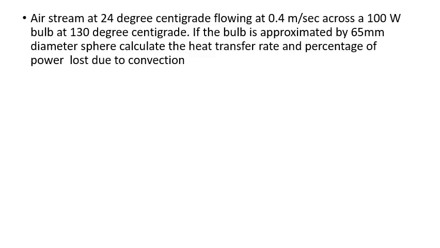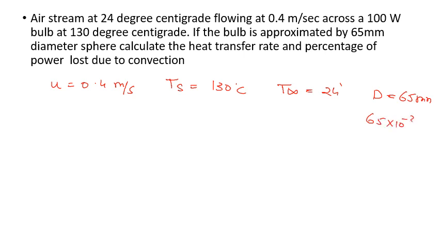In this problem, an air stream at 24 degrees centigrade flowing at 0.4 meter per second across a 100 watt bulb at 130 degrees centigrade. If the bulb is approximated by a 60 dia sphere, calculate the heat transfer rate and percentage of power lost due to convection. Given: u, that is velocity, is 0.4 meter per second, temperature Ts is 130 degrees centigrade, T surrounding is 24 degrees centigrade, and diameter is 65 mm.